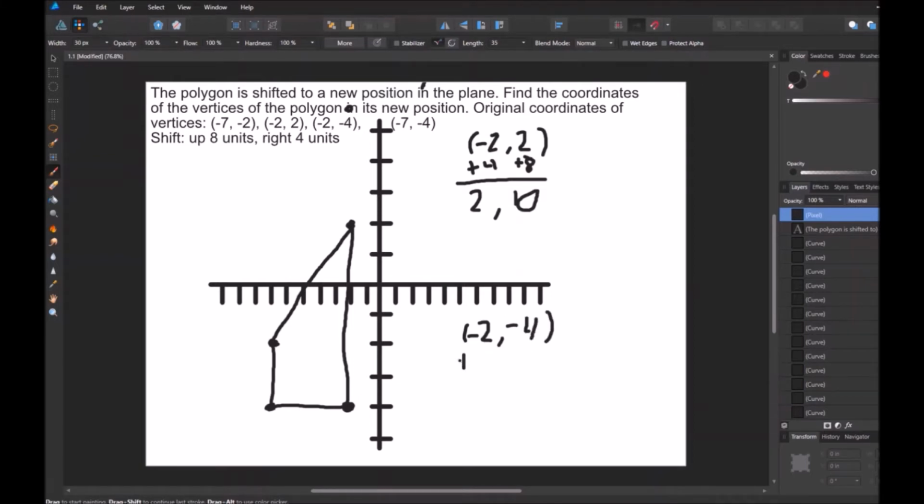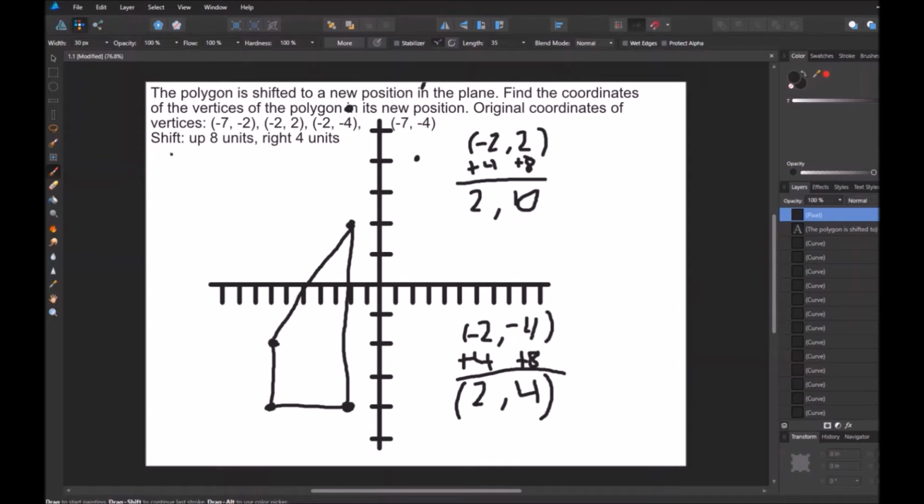And we're going to add 4 units to the x value, and add 8 units to the y value. So -2 plus 4 is just 2, and -4 plus 8 is just 4. So we go over 2, and then we go up 4, right about there.